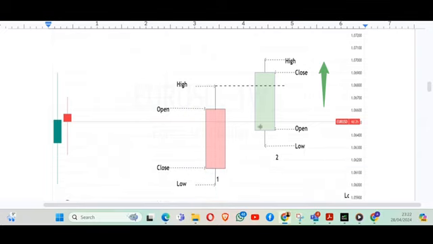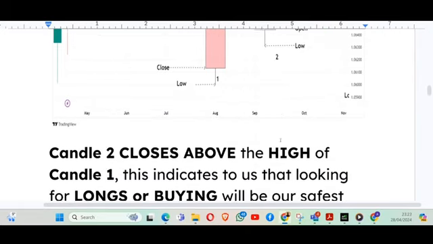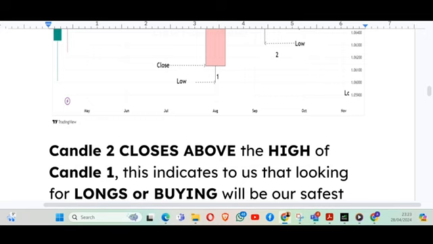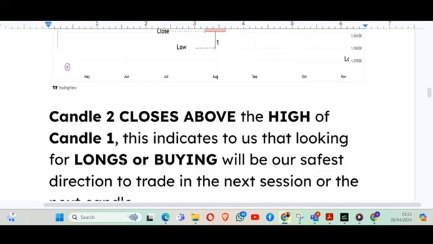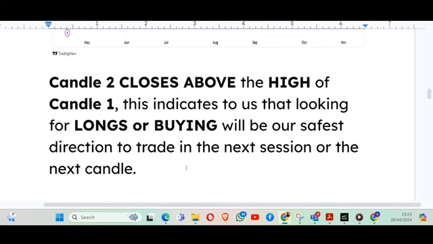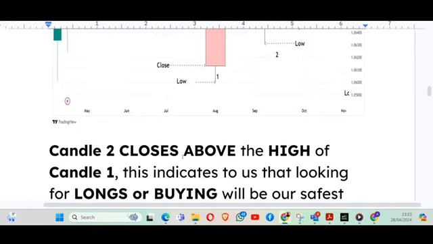Now for the buy scenario, you just flip it over. This time I think maybe I got the candle colors right. For those of you like, oh, the color. So as you can see, candle 2 closed above the high of candle 1. It closed above the high of candle 1. So that is telling us now what? It is indicating to us that longs or buying will be our safest direction to trade in the next session or the next candle. You're getting it now, right?